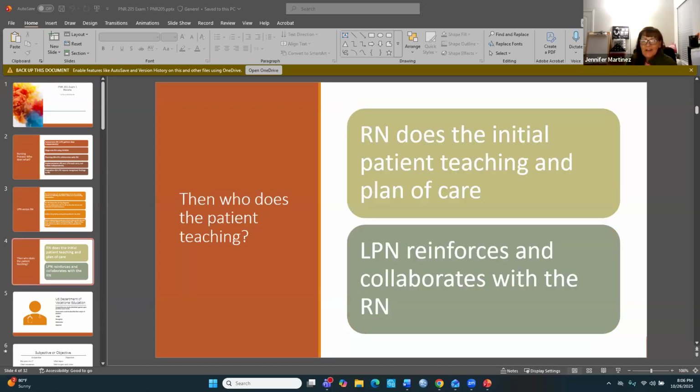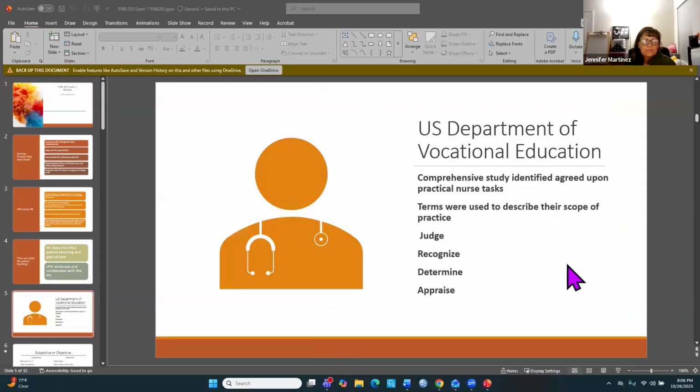Patient teaching. All right. So we know patient teaching is another big part of what we do as nurses. The RN always does the initial teaching and the initial plan of care. So the RN will set up and say, this is what the patient needs, and then provide that initial teaching. And then the LPN will reinforce the teaching that's already been provided, and then, of course, collaborate with the RN.